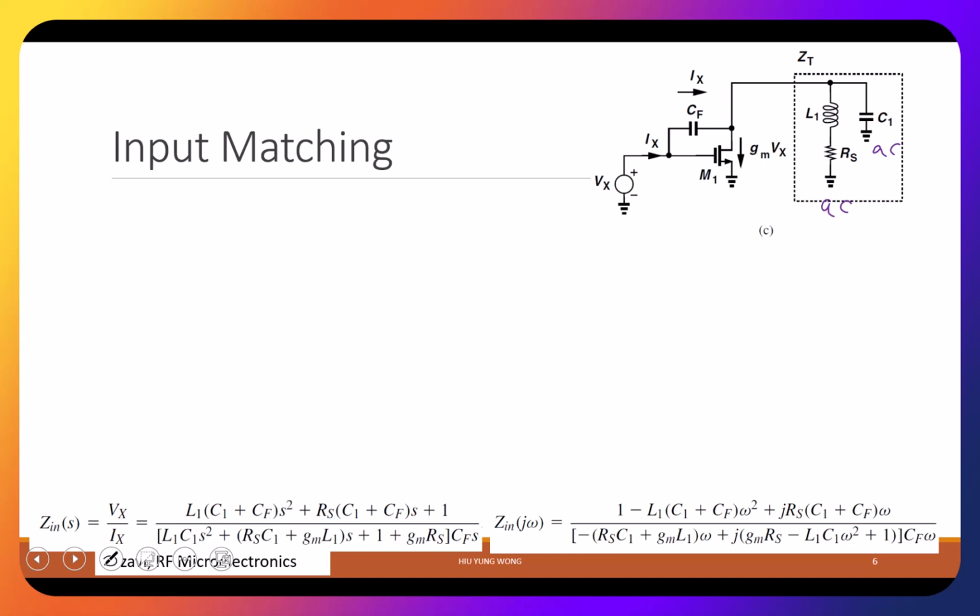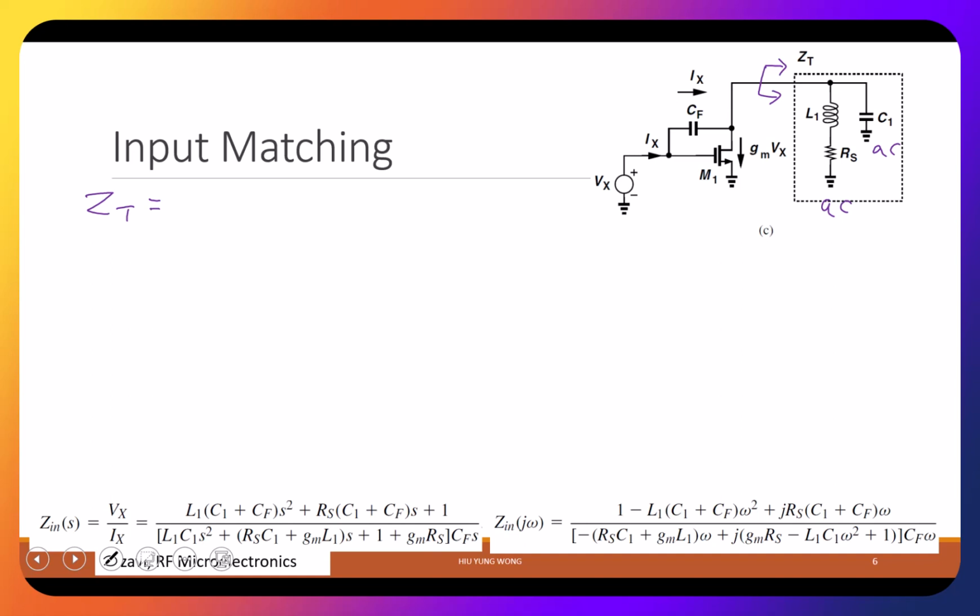So let's take this opportunity to review some important concepts, in case you forgot all the circuits. I put something like ZT here. ZT is the effective impedance of this circuit. What is the effective impedance of this circuit?